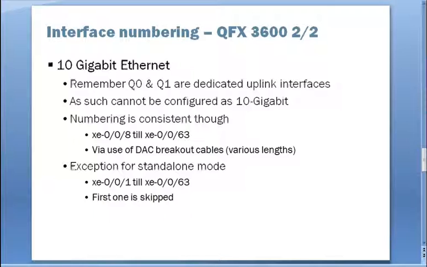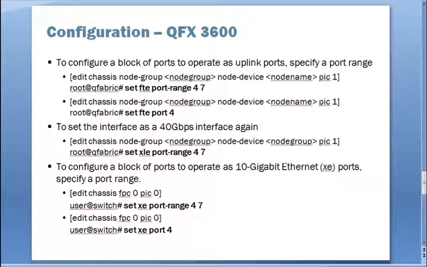How to configure that? When you would like to configure it, we refer to the hardware interfaces. So the Q0 till Q15 numbering was not mentioned in previous slides without reason. If we would like to address those interfaces as uplink interfaces, and typically we would like to do that on the QFabric prompt, so on the one prompt that you have for the whole fabric, we best go to the hierarchy level for the chassis, then the node group, followed by the node group name, then the node device and the node device name, followed by the PIC and the number one.